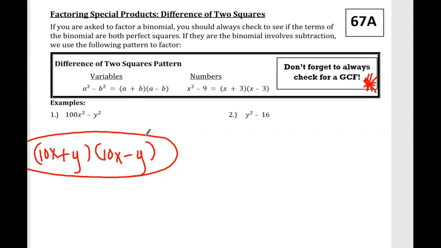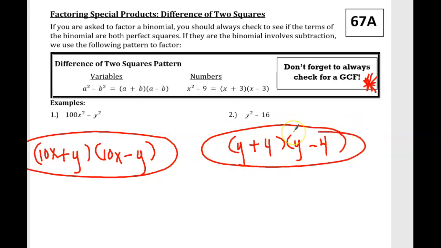All right, so y squared minus 16, I noticed that both terms are perfect squares. So this could be y. Y times y is y squared. We can say plus 4 and minus 4, and that would give us the negative 16. The square root of 16 is 4. One is always adding and one is subtracting, and that way that middle term will cancel out.